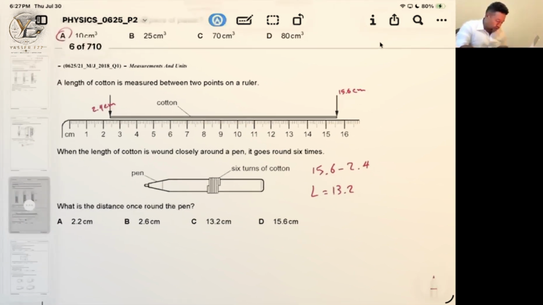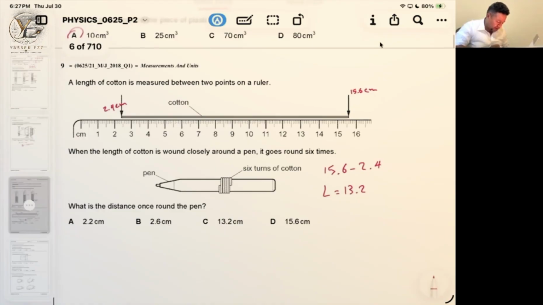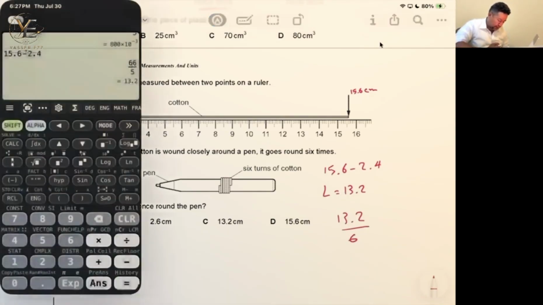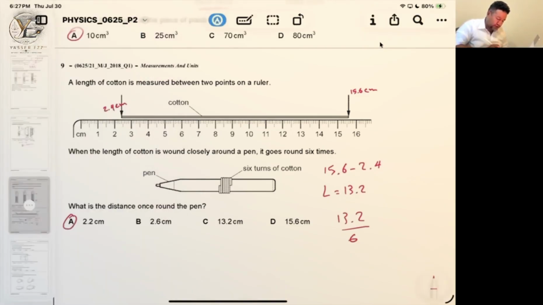When the length of the cotton is wound closely around the pin, it goes around 6 times. What is the distance once around the pin? So 13.2 divided by 6 will give us 2.2. So 2.2 centimeter is the correct answer.